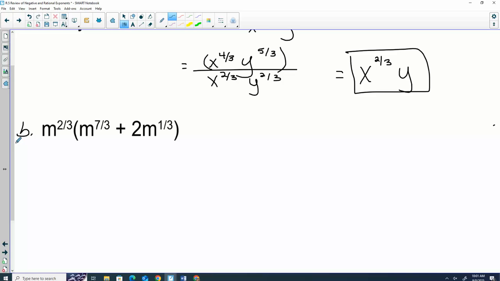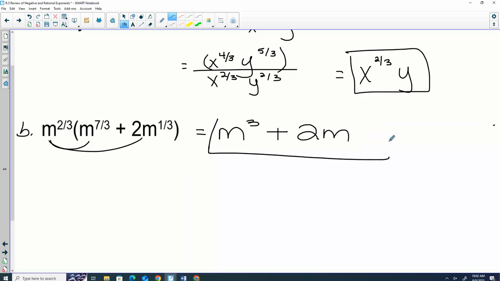So we have to distribute. When I do that, if I'm multiplying these m's, what do we do with the exponents? Add them. So 2/3 plus 7/3, 9/3, which is 3. Plus, distribute it to this one. 2m, 2/3 plus 1/3 is just 1. So you can write the 1 or just leave it as an m. So m cubed plus 2m. Any questions on those problems?